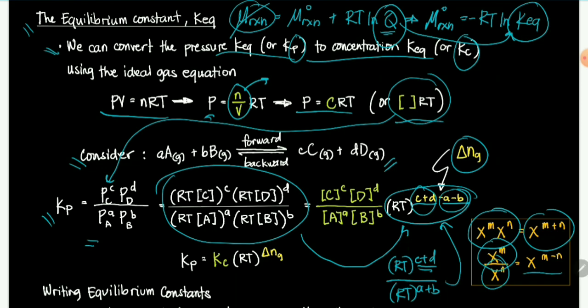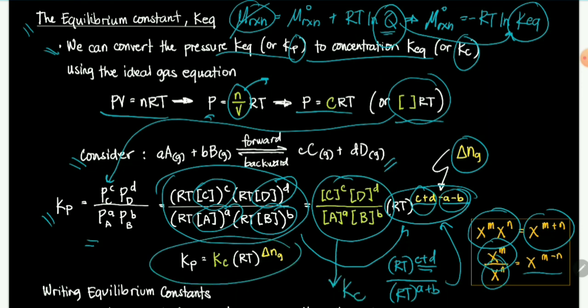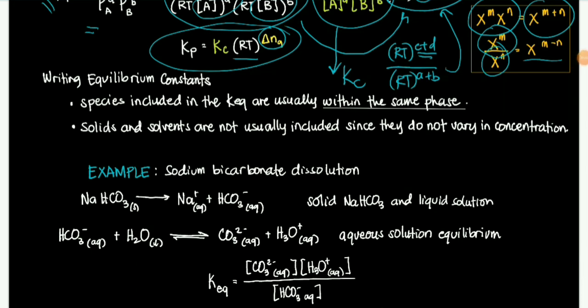So, for the concentrations, it's basically C raised to c times D raised to d over A raised to a times B raised to b. So this is now our Kc. Therefore, Kp is equal to Kc times quantity RT raised to delta ng. That's how you relate the pressure equilibrium constant to the concentration equilibrium constant. Okay? So, how do we write equilibrium constants?